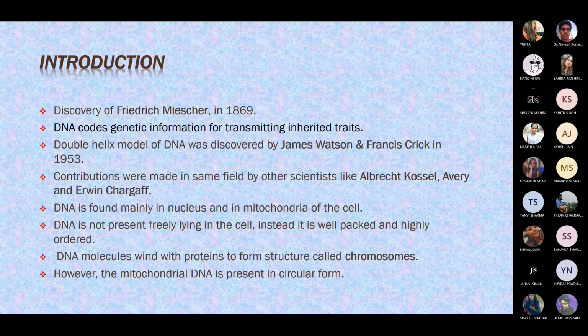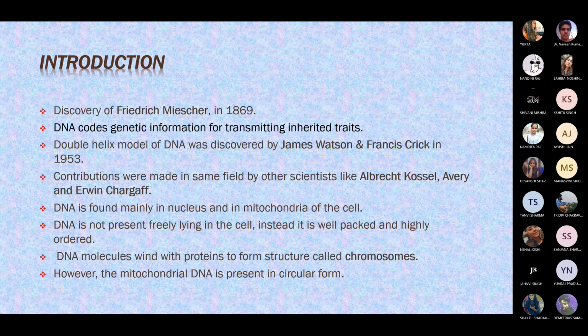So DNA was discovered first by Friedrich Miescher in 1869. DNA is found in all prokaryotic and eukaryotic cells and in many viruses. It codes for genetic information for transmitting the inherited traits. And the double helix model of DNA was given by James Watson and Francis Crick in 1953. Contributions in the same field were also made by Albrecht Kossel, Avery, and Erwin Chargaff.